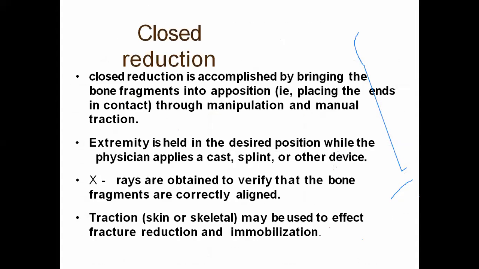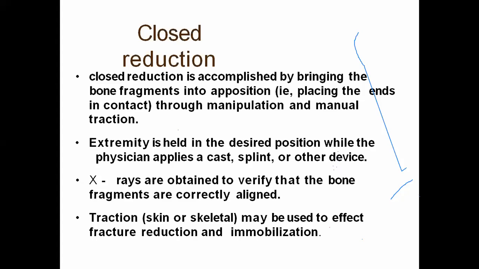Now coming to the closed reduction. The one we discussed is the open reduction. This is a surgical approach. The types of open reduction are internal fixation and external fixation. Internal fixation, we place through the bone, using metallic nails, screws, and rods. But in the case of external fixation, the rods and screws are used on the outside, above the bone.